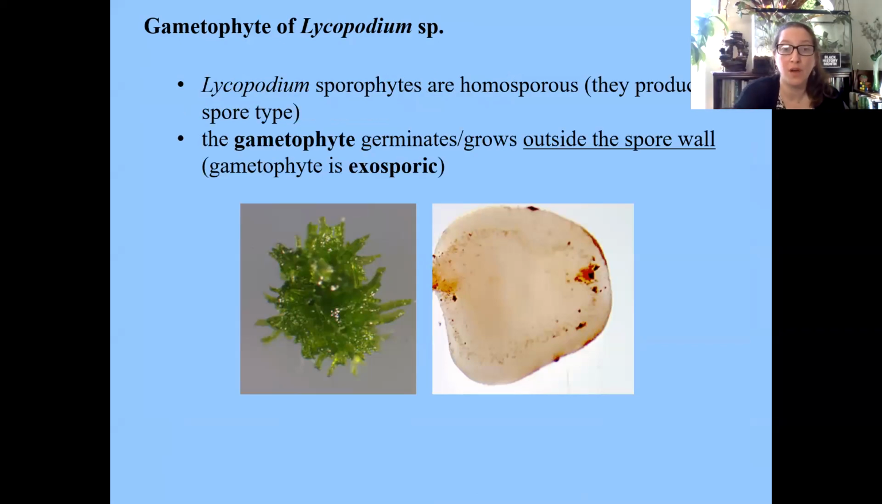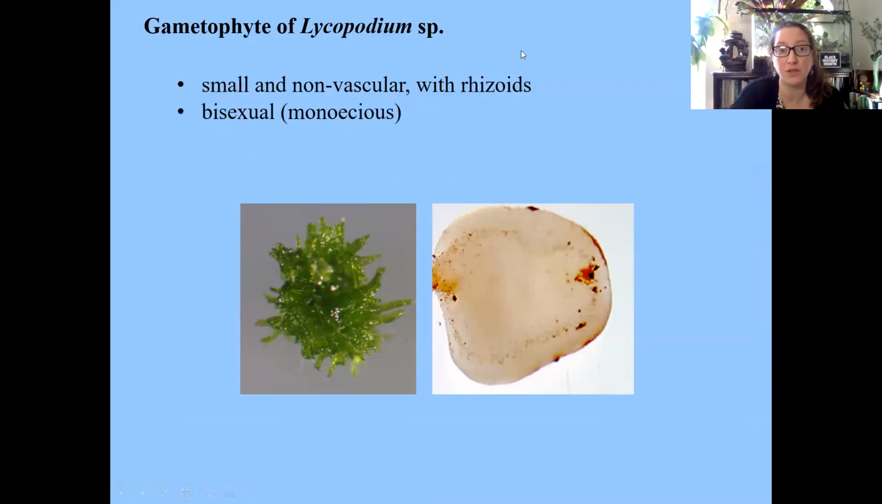Remember I said this at the top of the class, if you have one spore type, not only is the gametophyte exosporic, meaning it grows outside of the spore wall, just like all the other plants we've seen so far in the class, but the gametophyte, when you have one spore type, is bisexual or monoecious. Because a spore is a spore is a spore. If there's no differentiation, every spore grows, and every spore that grows into a gametophyte plant has male and female sex organs on it in the lycopods.